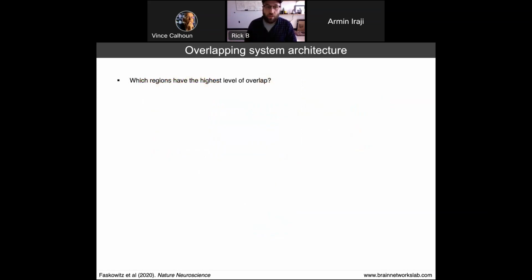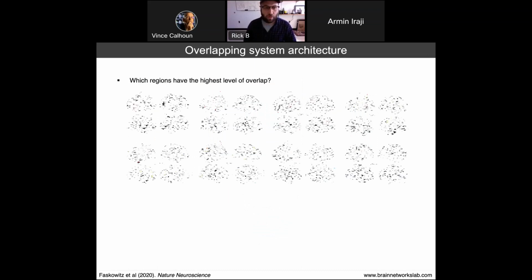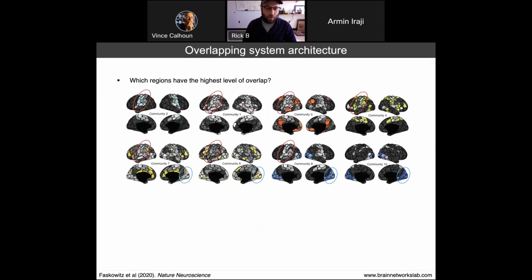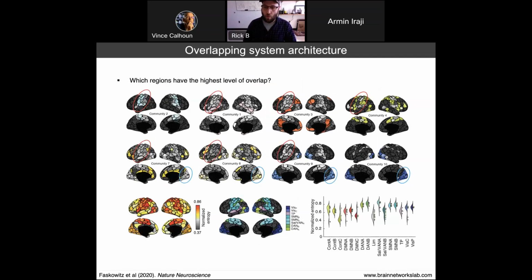We can use these projections and actually calculate where the highest level of overlap is in the brain. Now, if you were to ask me where this would be before we did this study, I would probably tell you association cortices, areas associated with control networks or frontal parietal networks. Somewhat surprisingly, we found the exact opposite. The highest level of overlap, the regions that participated in the most diverse set of edge communities, were actually located in primary sensory and attentional networks. So visual networks, motor networks, salience, ventral attention, and dorsal attention networks. Control and default mode tended to have the lowest levels of overlap.